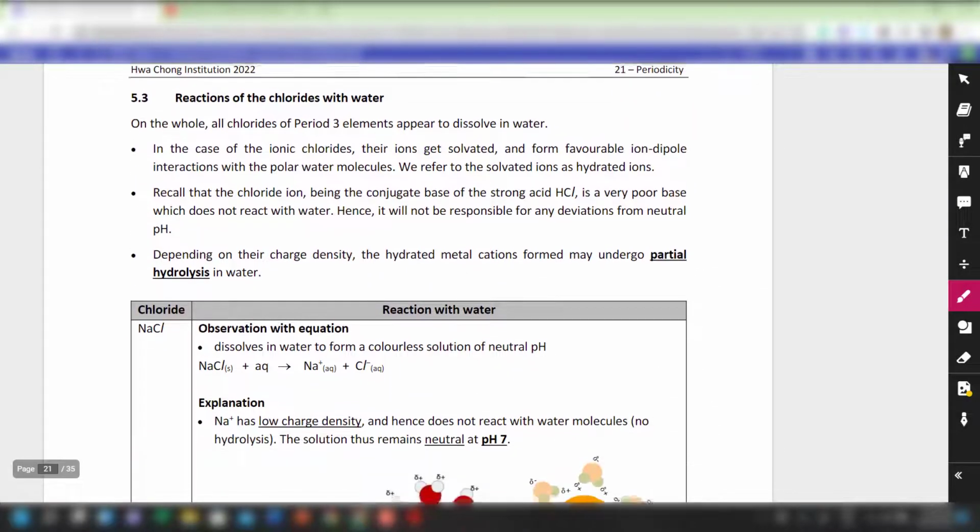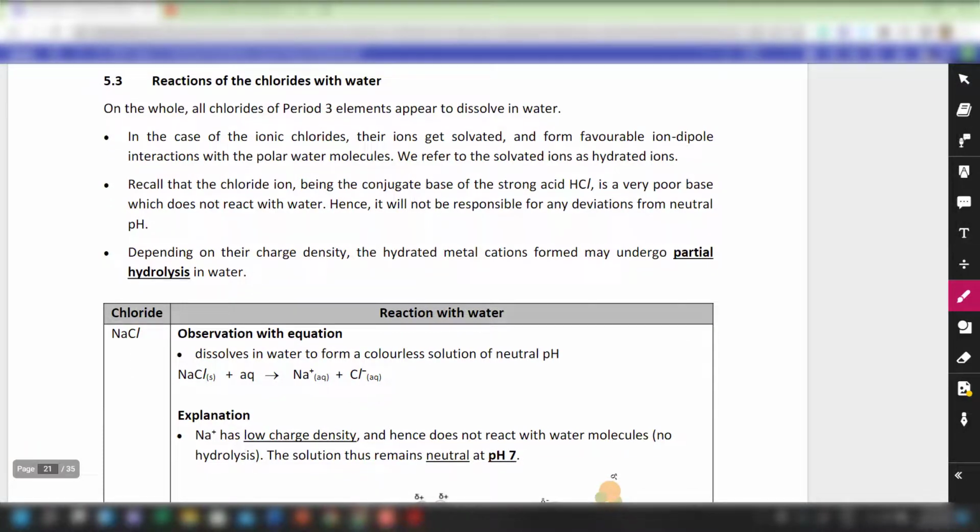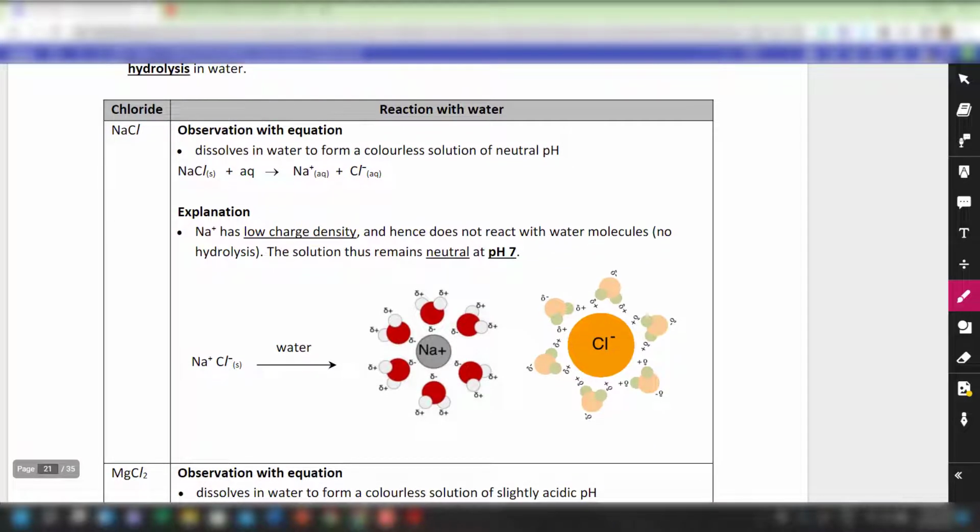Next we are going to go on to section 5.3 on reaction of the chlorides with water. On the whole, all the chlorides of period 3 will dissolve in water. Dissolve can mean a physical process, or it can also mean a process where some form of hydrolysis takes place. Sodium chloride is very soluble in water, and because Na+ has very low charge density, it does not hydrolyze further, and simply exists as the naked cation. So no hydrolysis, and the sodium chloride solution remains neutral at pH 7.